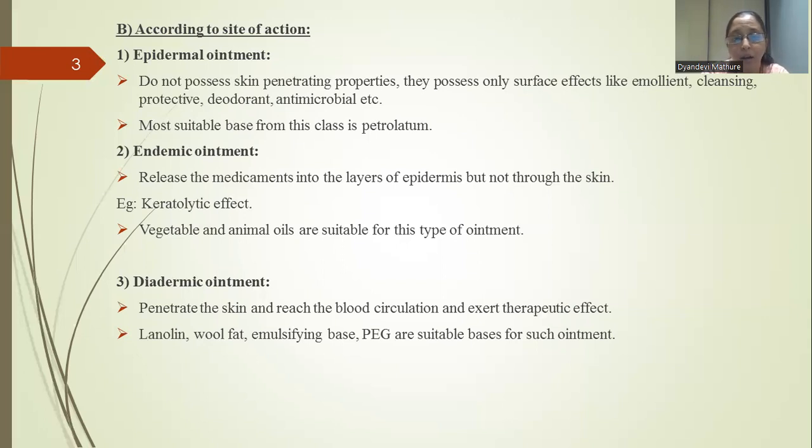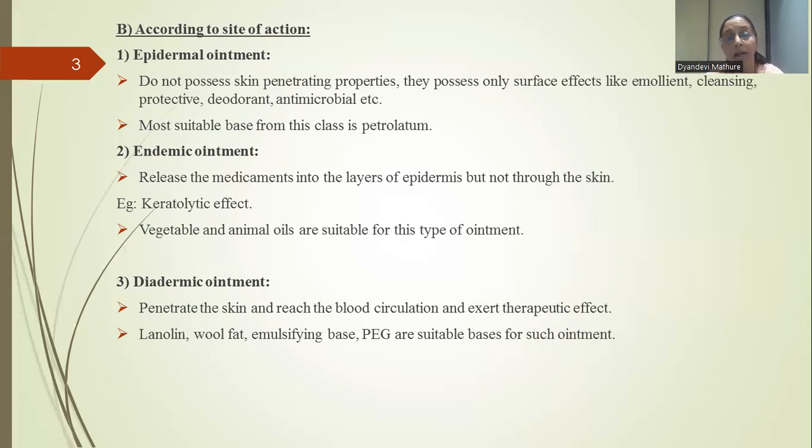So these are being used as a basis for preparation of endodermic ointment. And the next is diadermic ointment. So what is diadermic ointment? It penetrates the skin. So again, when we compare epidermic ointment and endodermic ointment with diadermic ointment, the first two are not responsible for penetration of the skin, whereas the diadermic ointment will penetrate the skin and reach the blood circulation and exert the therapeutic effect.